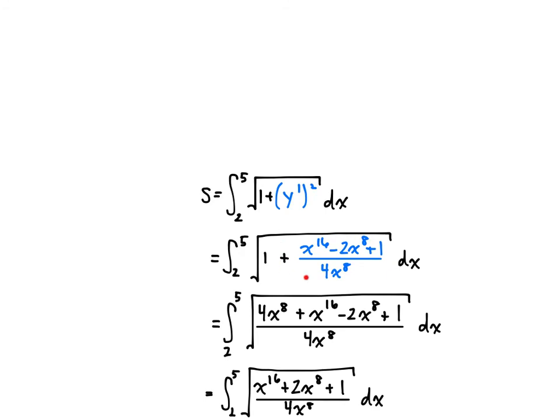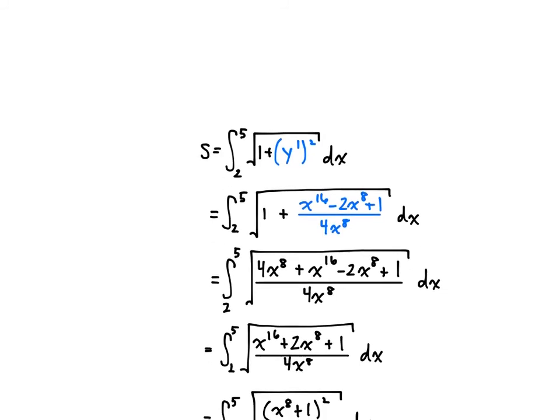Getting common denominators and cleaning up underneath our radical, we're going to get 4x to the 8th plus x to the 16th minus 2x to the 8th plus 1, and we can combine those nicely to ultimately get the integral from 2 to 5 of the square root of x to the 16th plus 2x to the 8th plus 1 all over 4x to the 8th. All right, so what we can do is if you factor the numerator, you should get a perfect square, which cleans up. So I'm going to leave it to you, see if you can take it from there and check back when you're done.